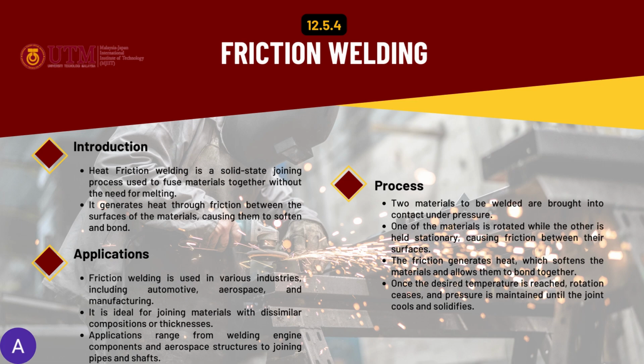So, the working process for friction welding is the two materials to be welded are brought into contact under pressure. Then one of the materials is rotated while the other is held stationary, causing friction between the surfaces. Then the friction generates heat, which softens the materials and allows them to bond together. Then once the desired temperature is reached, rotation ceases and pressure is maintained until the joint cools and solidifies.